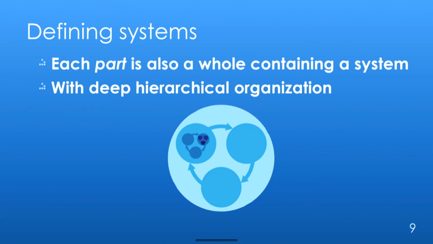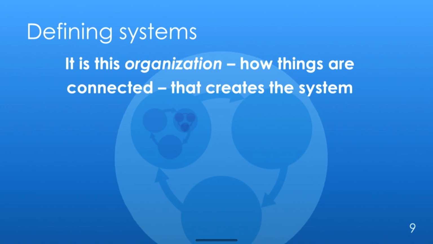So what we see is we have parts within parts within parts, each interacting to form these overall wholes. And it's this organization, how parts are connected, that creates the system. Now, I said a minute ago you could have speed equals 6 and hit points equals 20. That's great in a game.